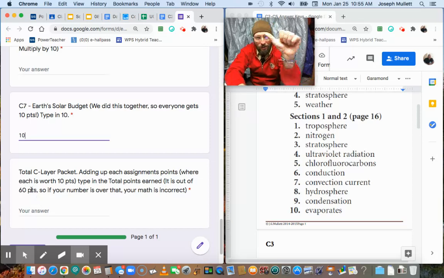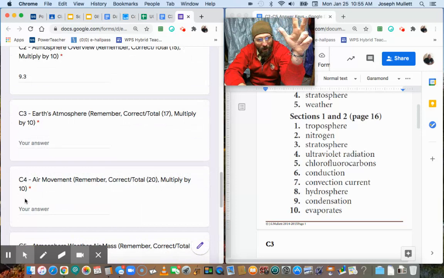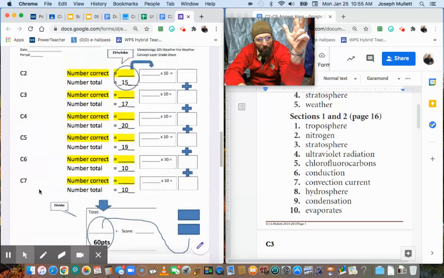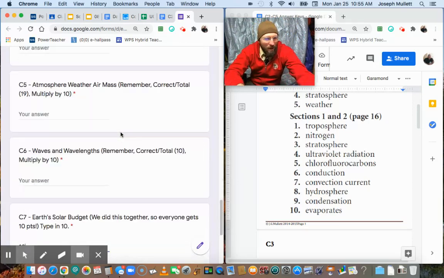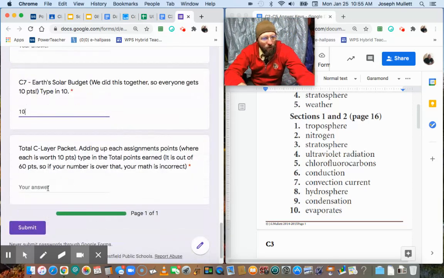You had C2, C3, C4. You have all your worksheets right here, each worth 10. So 10, 20, 30, 40, 50, and 60 points total. You shouldn't have a score over 60, okay? So just keep that in mind when you're going to type in that total at the end there, and then hit submit once you get it all done.